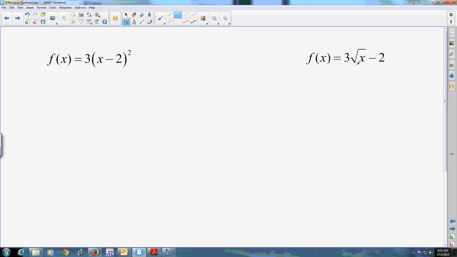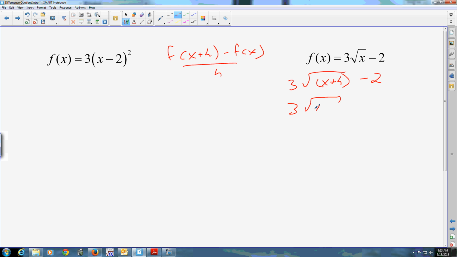So this next one, same formula: f of x plus h, minus f of x, over h. Write your function first without the variable, with parentheses in place of the variable. Now fill in x plus h wherever that spot was. There you go. There's nothing that simplifies here. Now I have to subtract the original function, minus 3 square roots of x minus 2. Take the parentheses off.